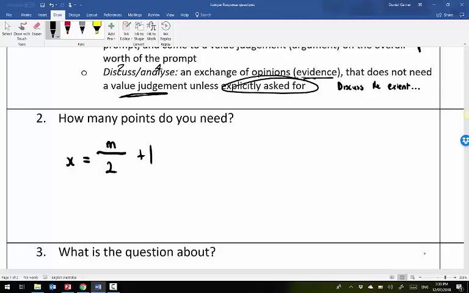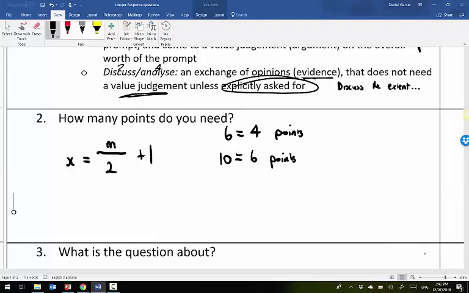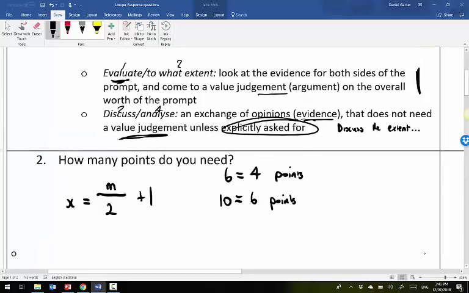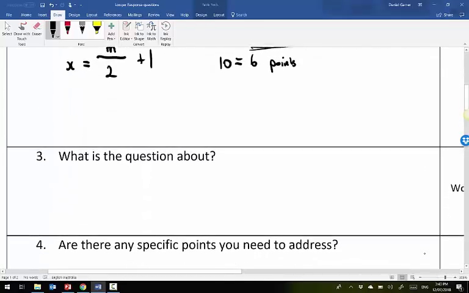What this means is half the marks +1, that if the question is worth 6 marks, you want to make 4 points, which is the question we're about to do. If it's a 10 marker, you probably want to make 6 points, or 6 pieces of evidence is what you're going for. So in this one, we now know that we need to come to a value judgment at the end, and we need to put 4 points in. So we'll talk about that in a moment.